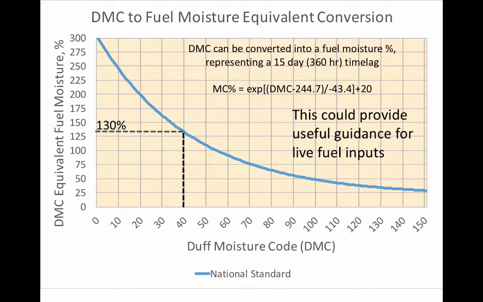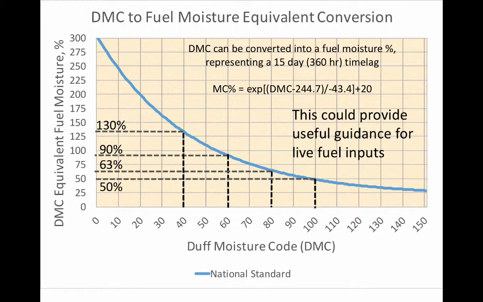At 40, the DMC equivalent fuel moisture is at 330%. At a DMC of 60, that fuel moisture has fallen to 90%. Once the DMC reaches 80, the fuel moisture falls as low as 63%, and at a threshold of 100, the DMC equivalent fuel moisture is down to 50%.